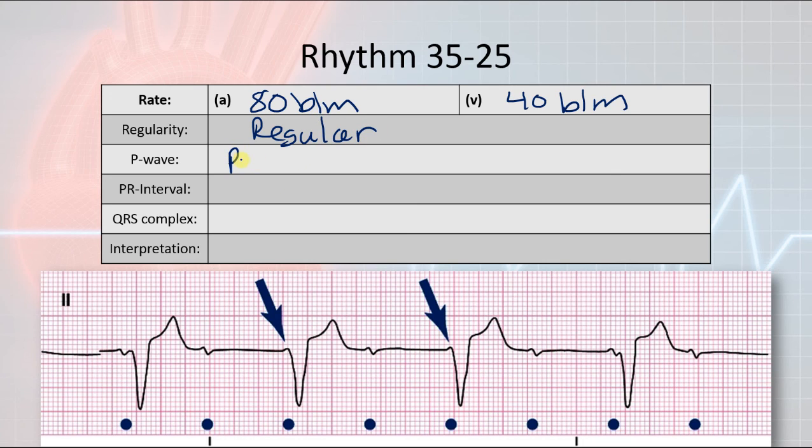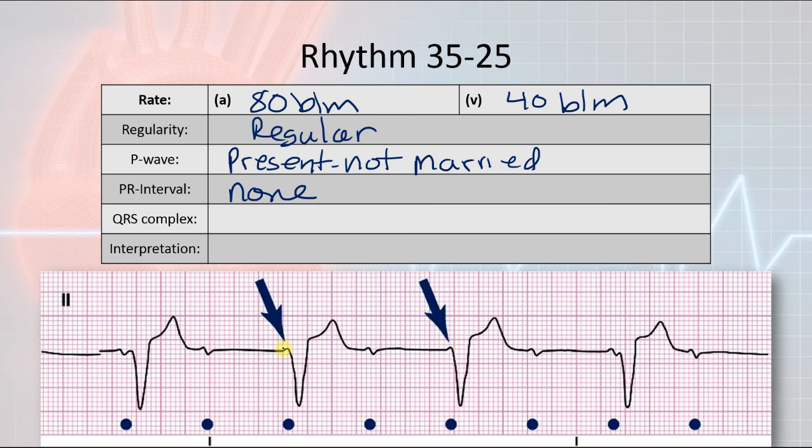P waves, present, not married. PR intervals are going to be none. QRS complex, these puppies are really wide.